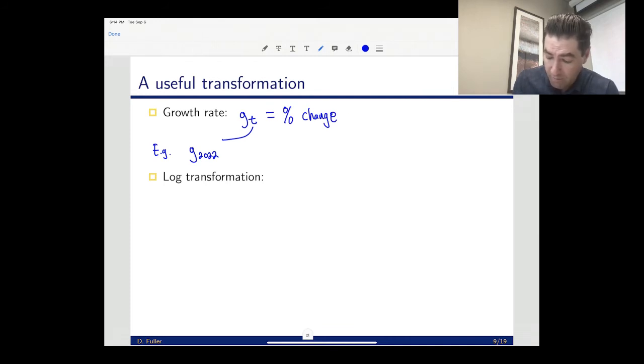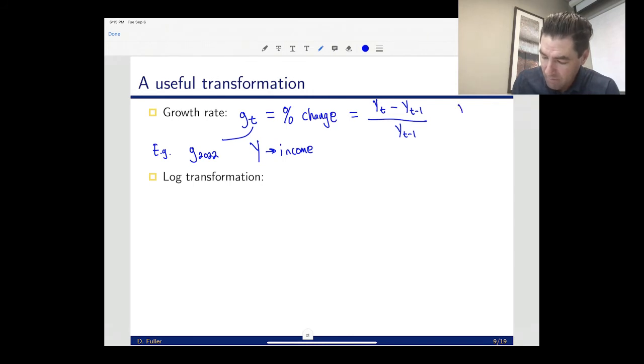And so what that's going to typically look like, right? Let's say that Y is income, and I want to study how income has changed between 2 periods. Well, what I would do is take the value of Y in period T, subtract the value of Y in the previous period, and divide by the value of Y in that previous period, right? That's a growth rate.